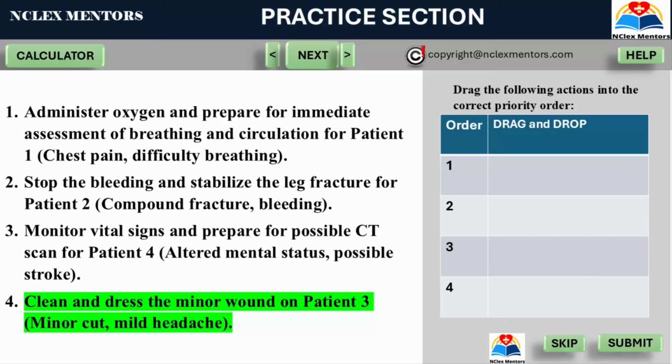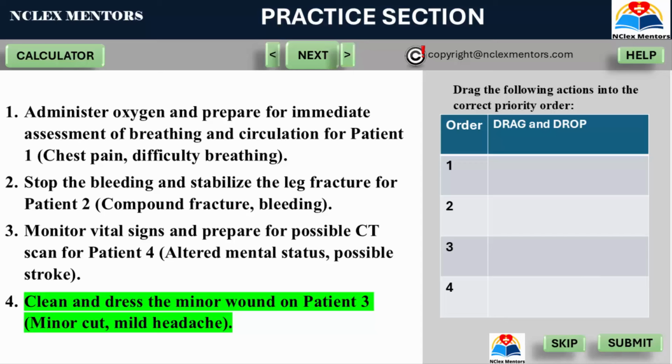Clean and dress the minor wound on patient 3, minor cut, mild headache. This is the lowest priority. While it's still important to treat the wound and provide comfort for the headache, this situation doesn't indicate life-threatening distress. It's not urgent compared to the other patients who need immediate intervention. According to Maslow's hierarchy, life-threatening injuries and conditions always take precedence over minor wounds. So this task can wait for now.